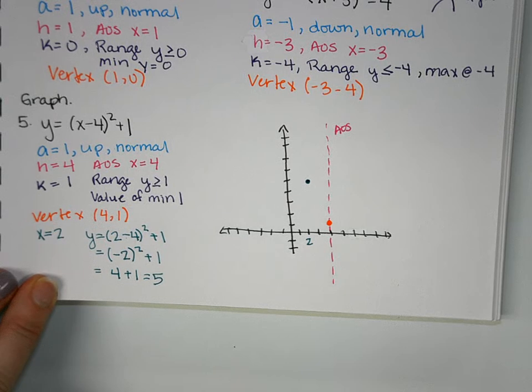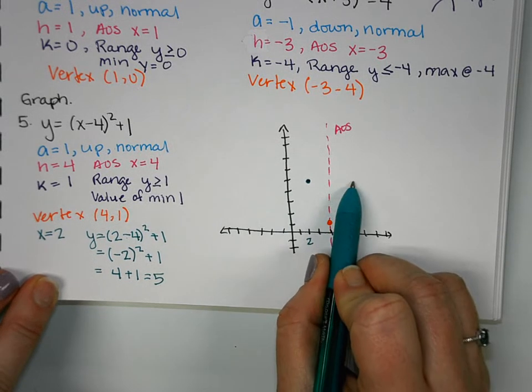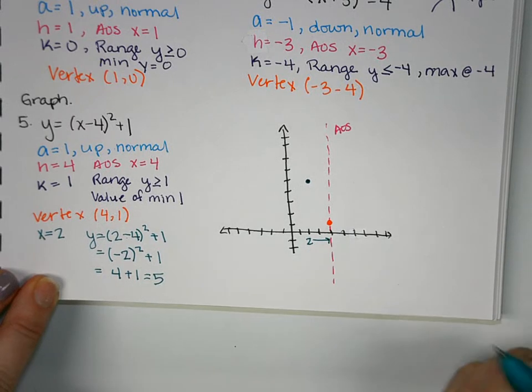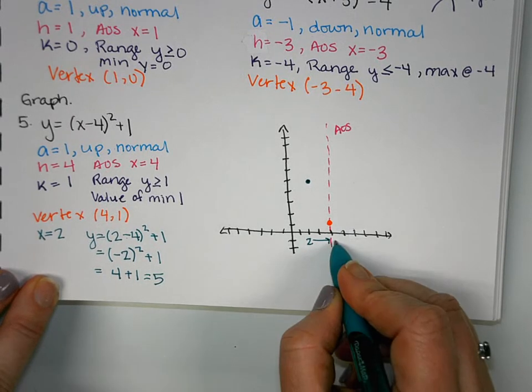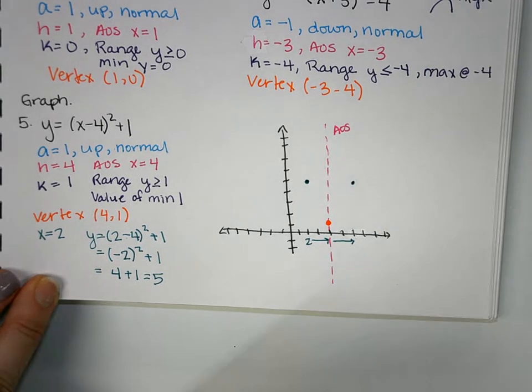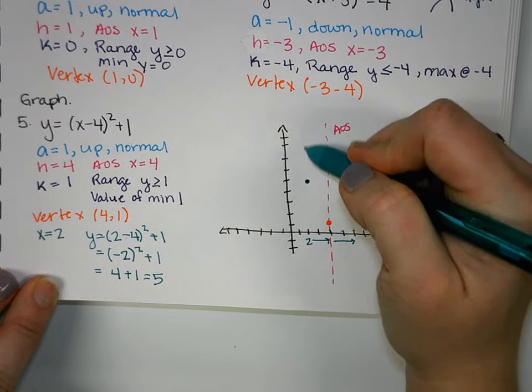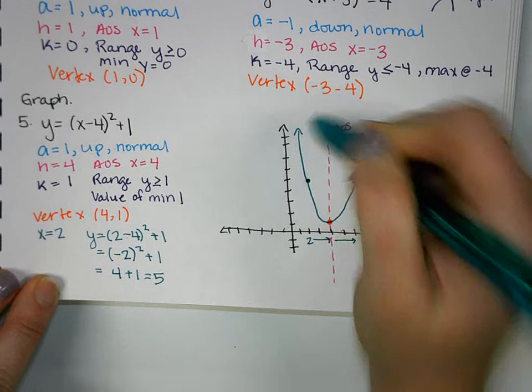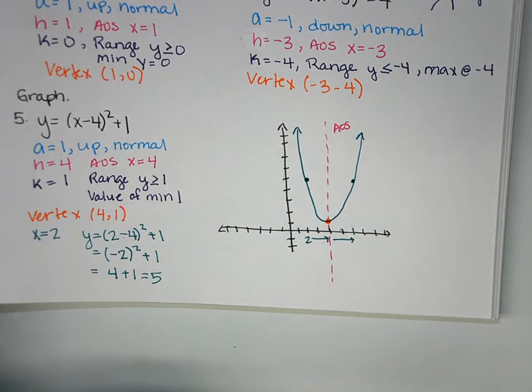So now I need to reflect that point to the other side. 2 has a distance of 2 spots from my axis. So if I go 2 spots this way, I should be back up at 5. So using that symmetry, you only ever have to plug in one value. Okay, so that's finding the information and putting it on the graph all in one.